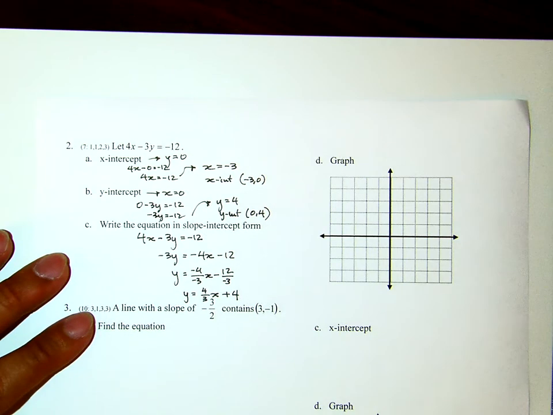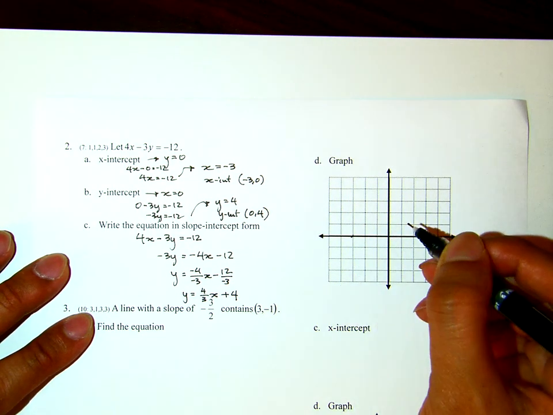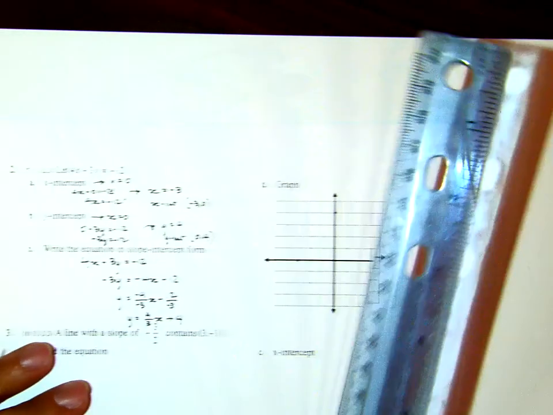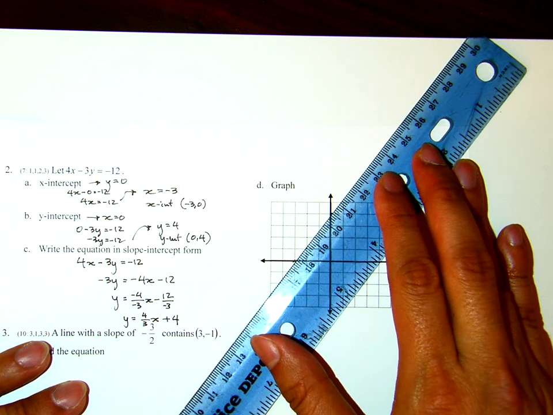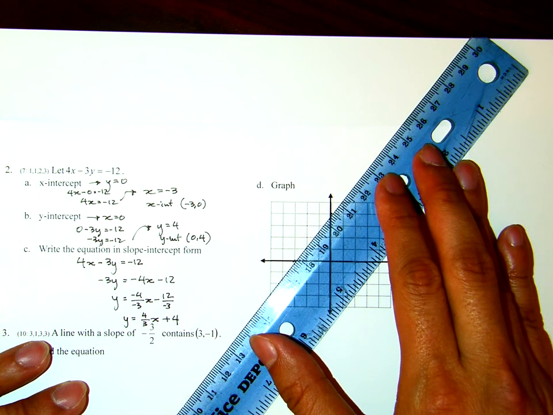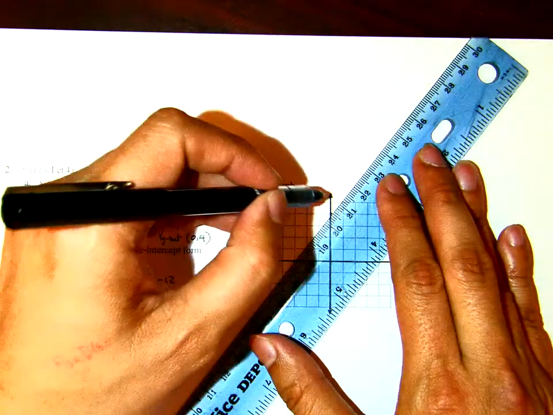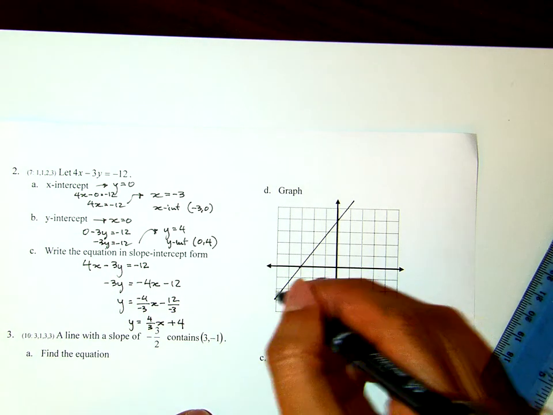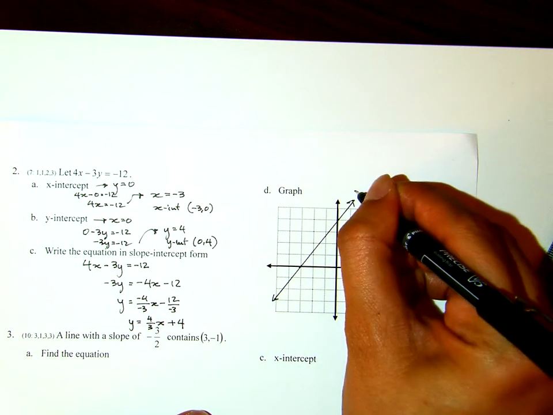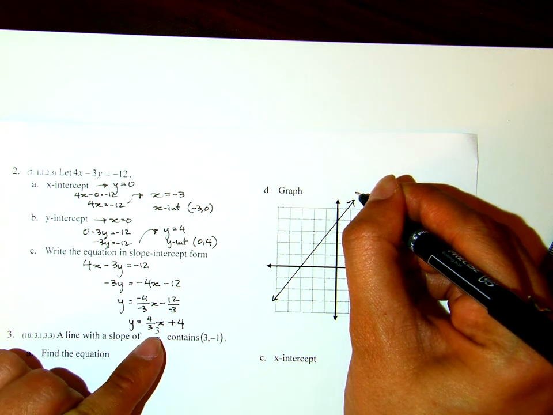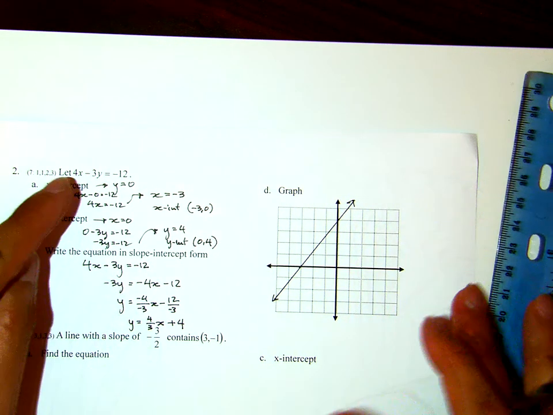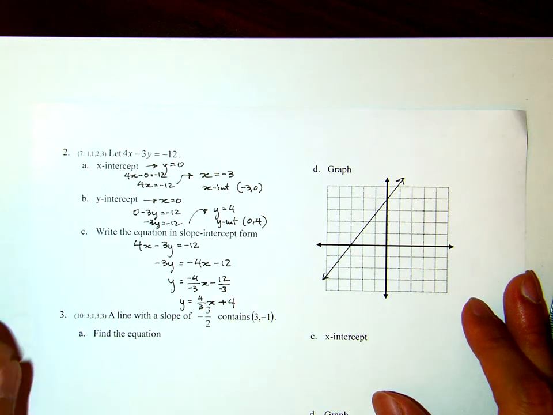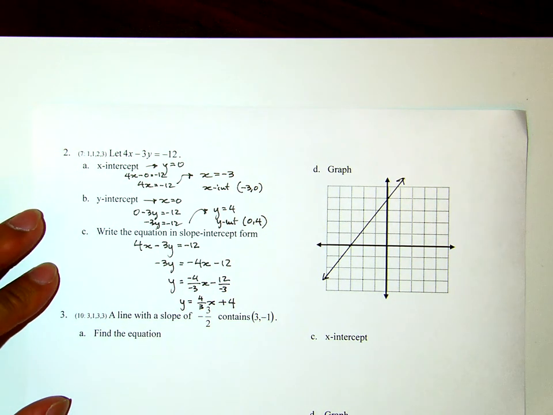Okay, now let's draw it. We get the x-intercept negative 3, 0, and the y-intercept is 0, 4. Based on that, I will graph this. This is the line y equals 4 thirds x plus 4, which is actually coming from there. Okay, now that's for number 2. Let's see number 3.